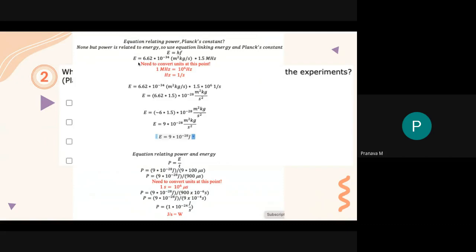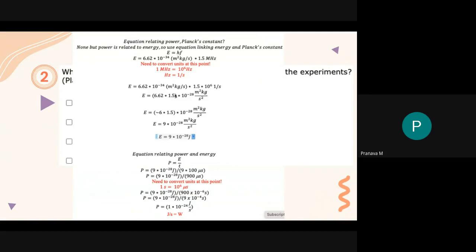So once you have energy equals 6.62 times 10 to the negative 34th times 1.5 megahertz, you actually need to convert megahertz into hertz. So the mega prefix is 10 to the 6th hertz, and a hertz is 1/second. So that's the way to rewrite hertz in terms of base unit. So I would write 1.5 megahertz as 1.5 times 10 to the 6th hertz, and then also rewrite hertz as 1/seconds.